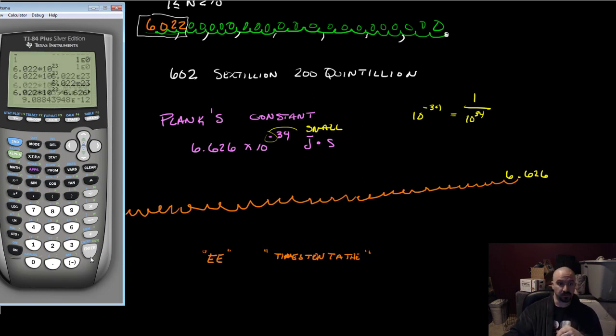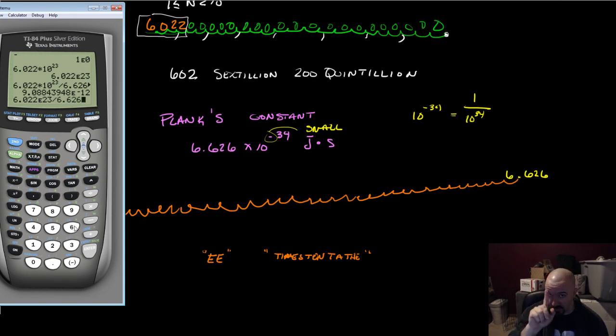If I press enter, though, you notice I don't get anything near that. That's because of the order of operations. If you use this particular notation, you have to put each one of the numbers in parentheses. Or you can skip it altogether and just put 6.022 E and then 23.